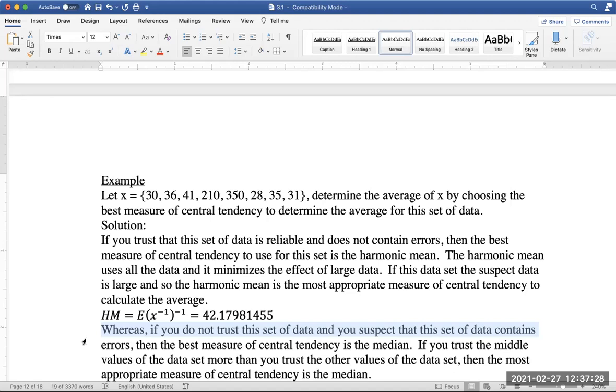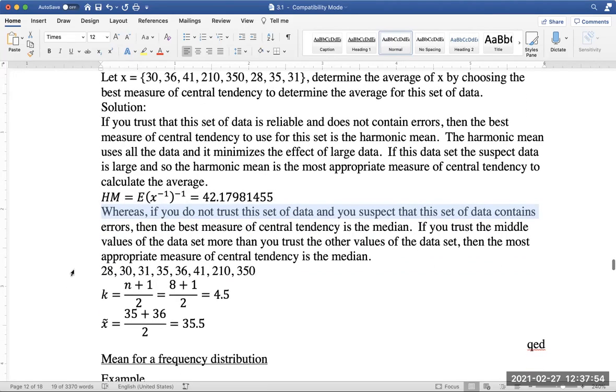If you trust the middle of your data more than you trust the ends of your data, more than you trust the other data values. So if you trust the middle of your data, which is probably the 30 and the 31, then you should use the median. And so sort the data, it should be in the 4.5 position. So here's the middle of your data, this stuff here. And so halfway between 35 and 36 is 35.5.